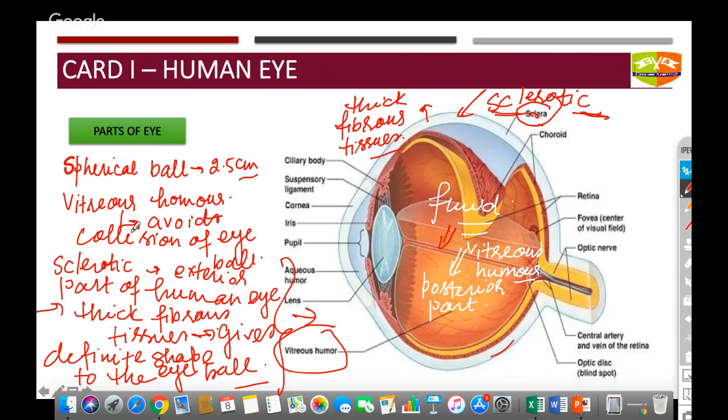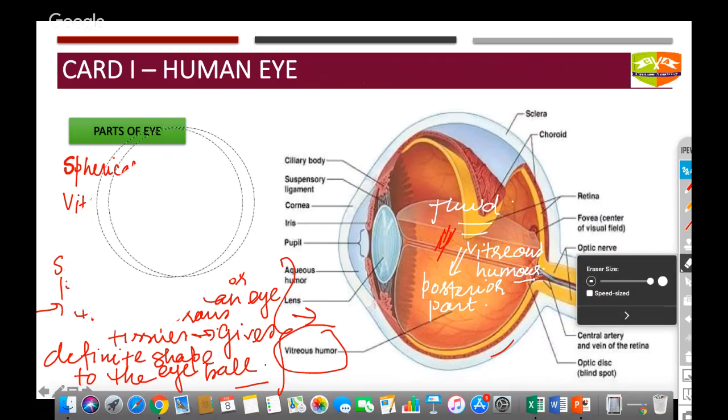So two things that I have discussed till now are the fluid present over here, which is called vitreous humor, which is there to avoid collision of the front part with the rear part of the eyeball, and the second part is sclerotic. So two parts I have already discussed. Now let me move to the third part. One second, let me make some space.